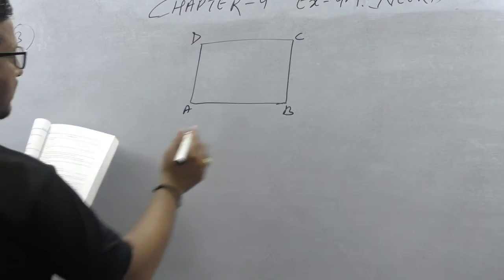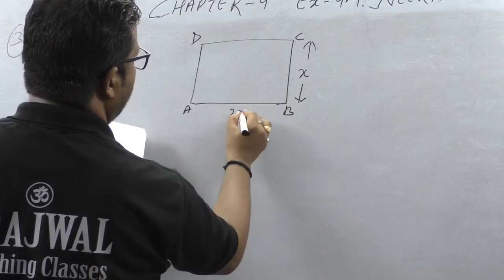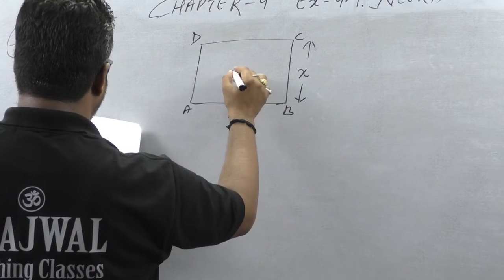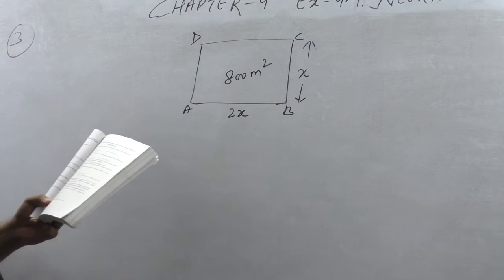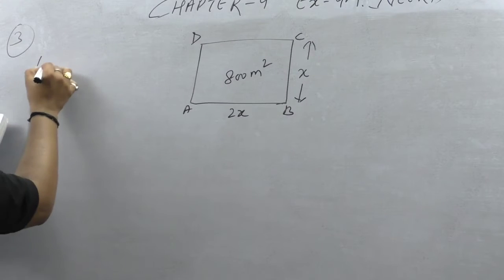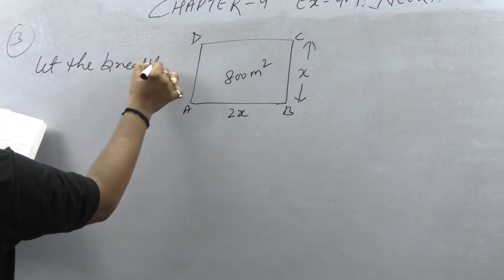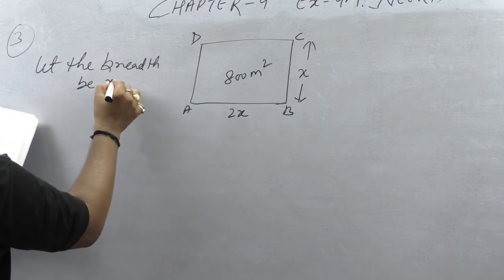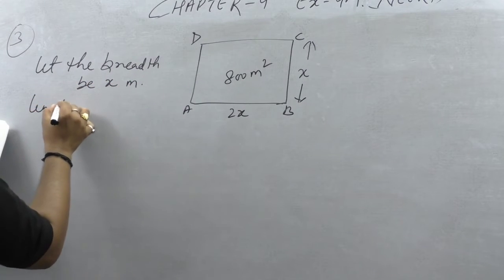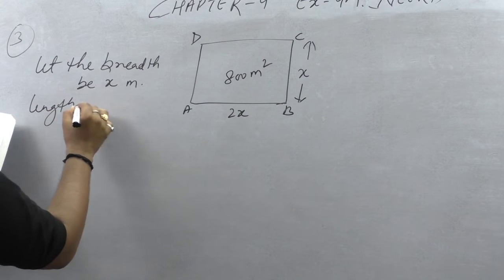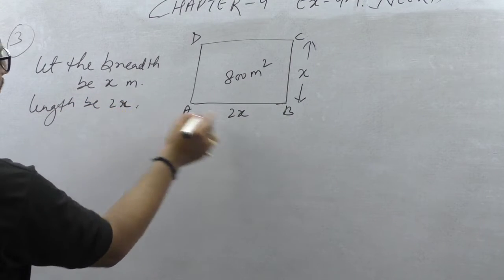Whose length is twice its breadth. So consider that your breadth is x. So length is twice of it, and area is given to you as 800 meter square. So he is asking you to check whether it is possible or not. So firstly here we can write, let the breadth be x meter, that is given, and length is already given in the question, it is twice its breadth. The length will be 2x.